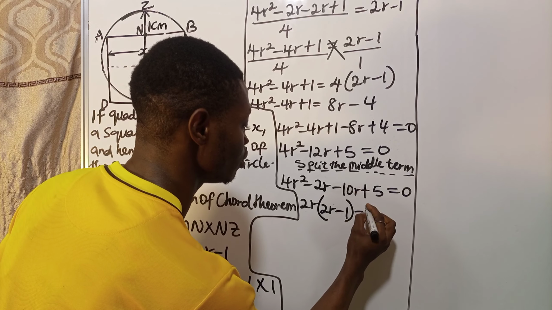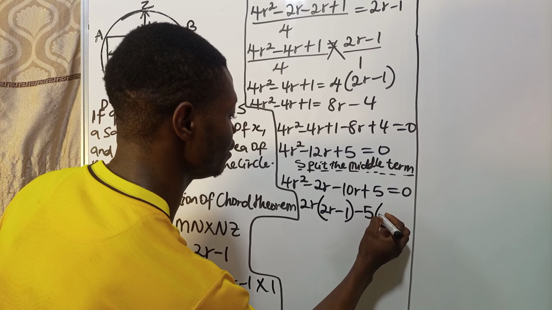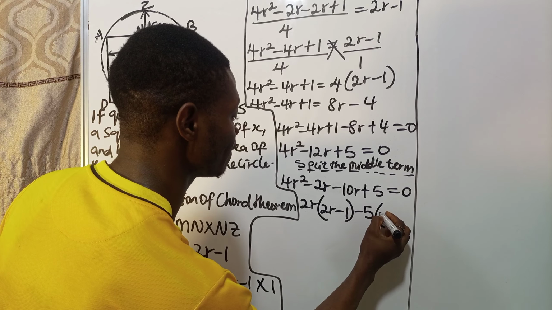So what is common here? I bring out 5. Then this minus this will give me minus 2r. 5 divided by 5 will give me minus 1 equals 0. So it will be better like this. This divided by this will give me positive, not negative. So we are going to have 2r minus 5 and then 2r minus 1 equals 0. This one and this one are the same.